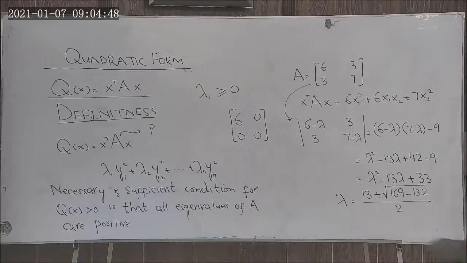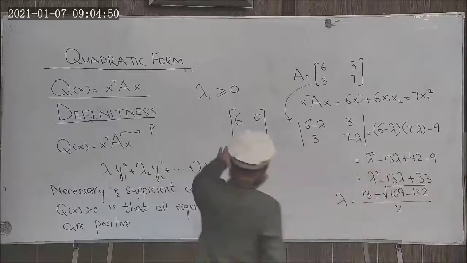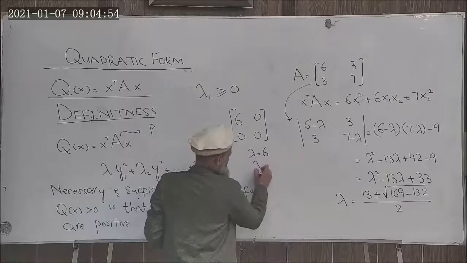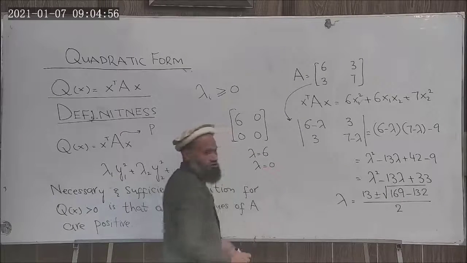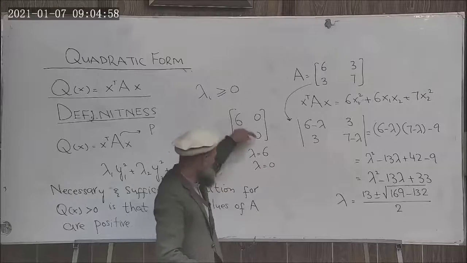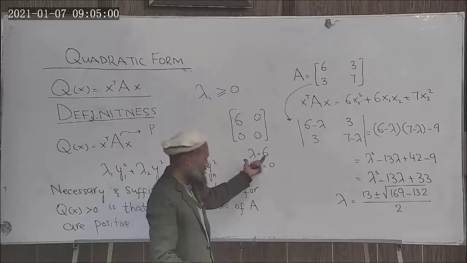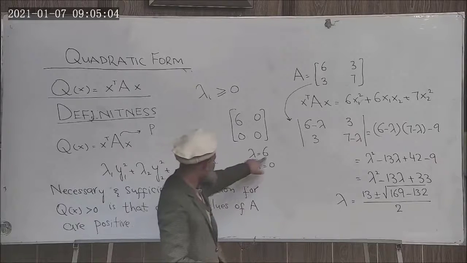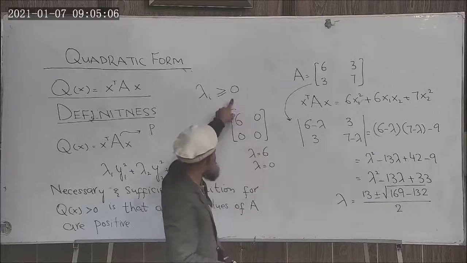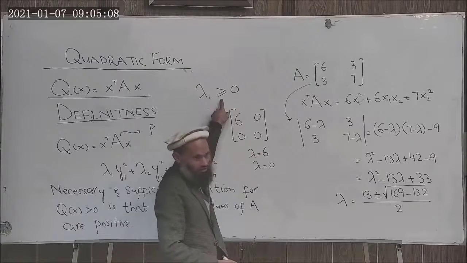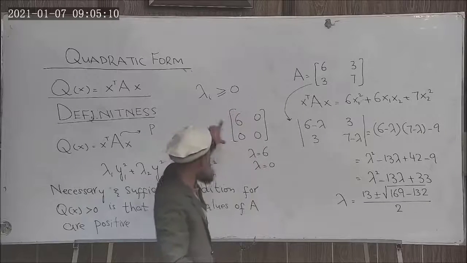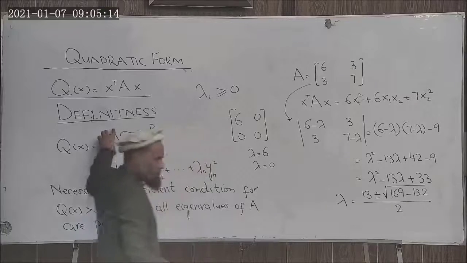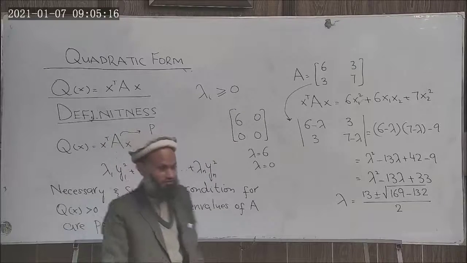So for this case, the first eigenvalue lambda 1 is 6, the second eigenvalue is 0. How? It is already in diagonal form. For a diagonal matrix, the eigenvalues can be read quite easily. So the eigenvalues are all greater than or equal to 0. Therefore, this matrix is positive semi-definite, and the corresponding quadratic function will also be positive semi-definite.